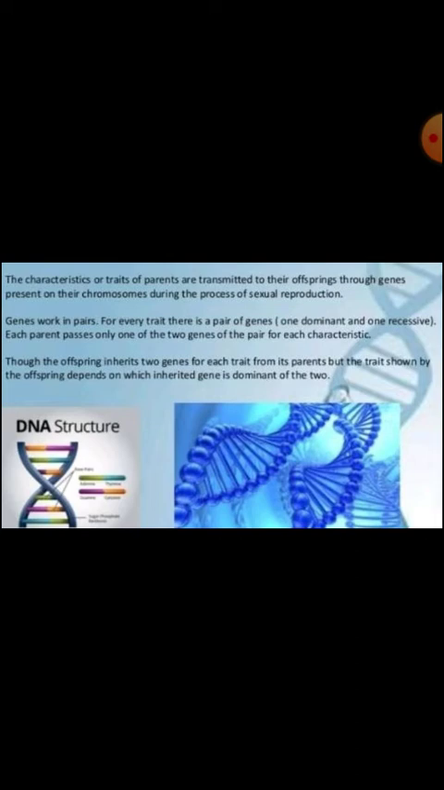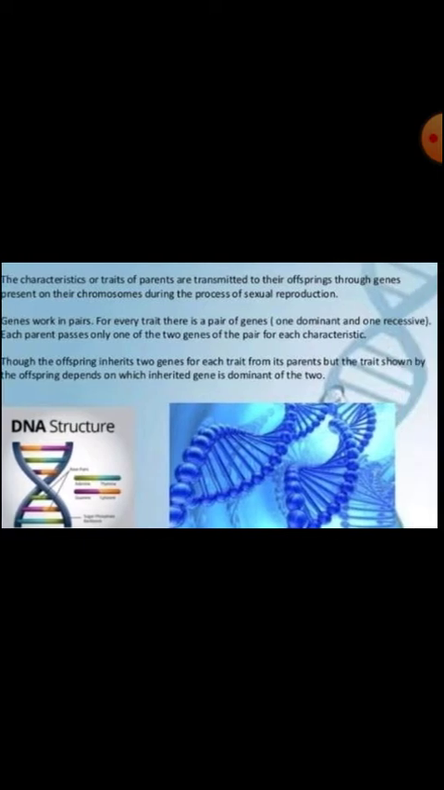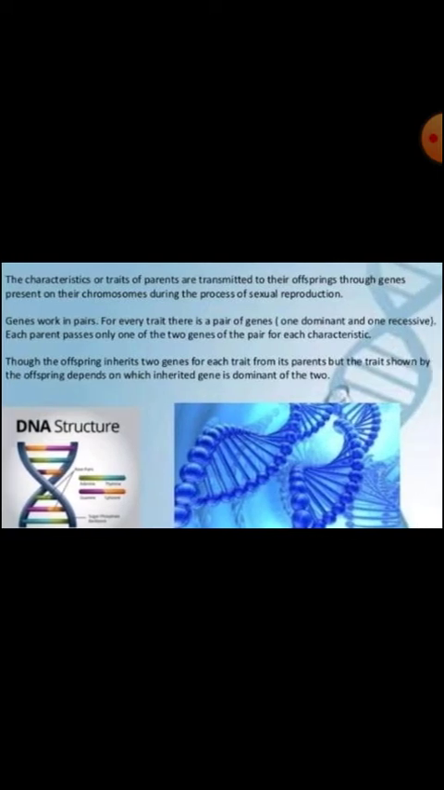The characteristics or traits of parents are transmitted to their offspring through genes present on their chromosomes during the process of sexual reproduction. That means when organisms are produced sexually, the traits of parents are transmitted to their offspring through genes. So here, the gene is responsible for the transfer of characters from parents to the offspring.